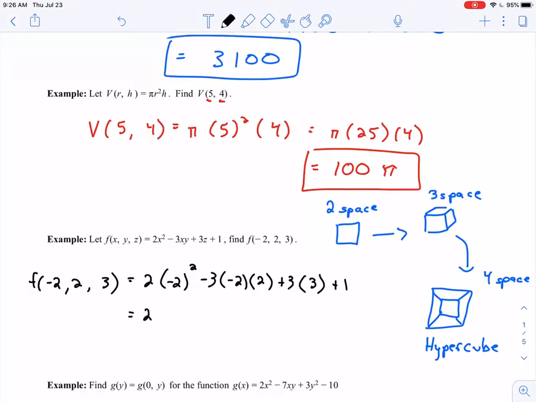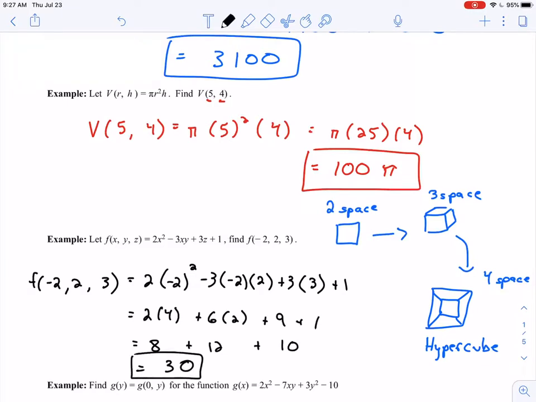So here I have 2 times 4. Let's see, this will be plus 6 times 2, plus 9 plus 1. This is 8, plus 12, plus over here I'll have 10. This should be 20 plus 10. I should end up with 30.